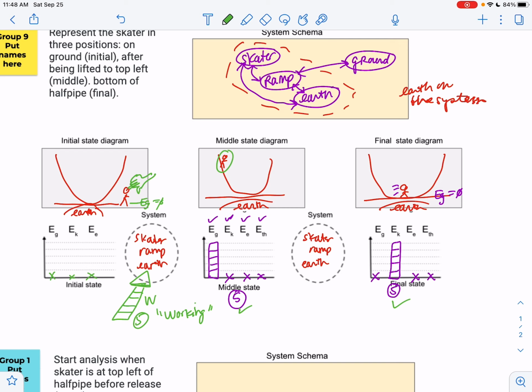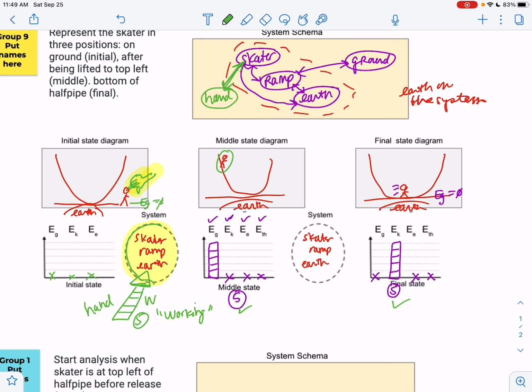So if I'm going to have this hand here, I'm going to have to include that in my system schema. But the hand is outside the system, because the hand is not included in here. The hand is sort of out here doing work on the system. So I'll put the hand here who touches the skater, but from outside the system.